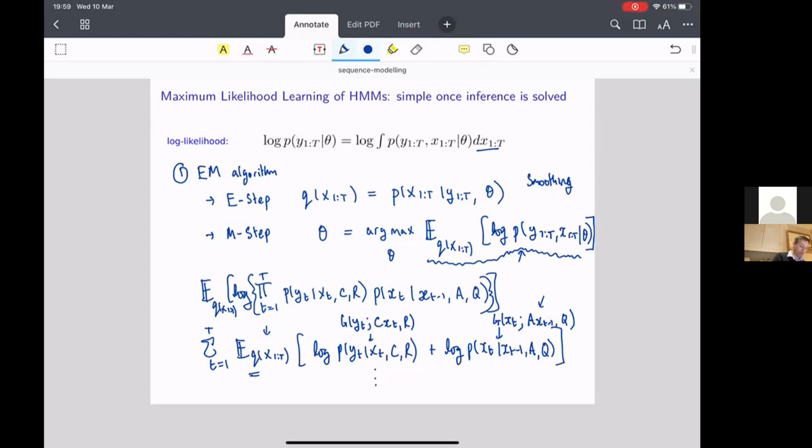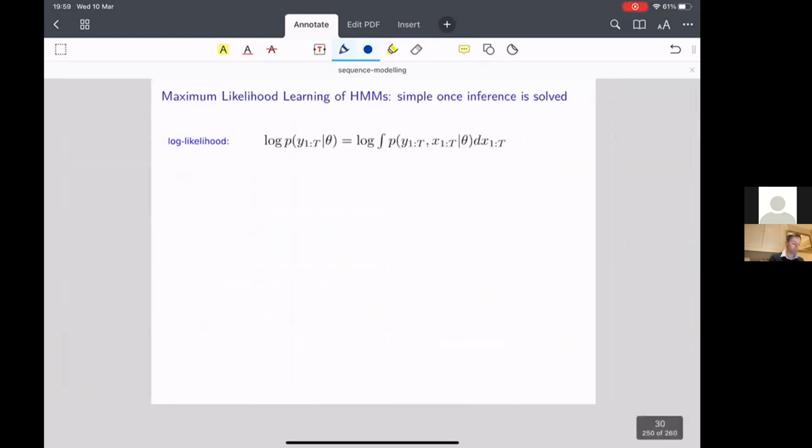So let's do that on the second slide here. So method 2 is going to be direct optimization of the log likelihood.